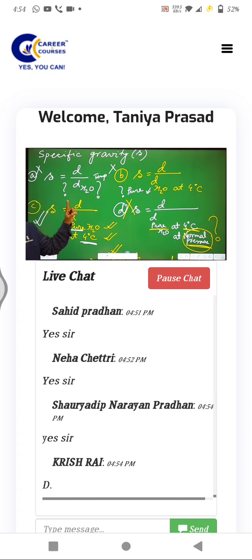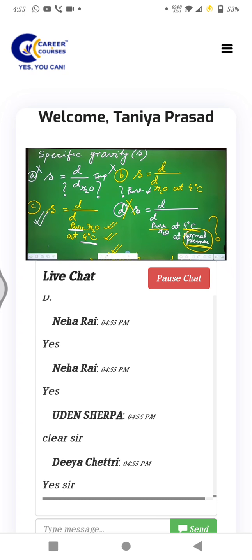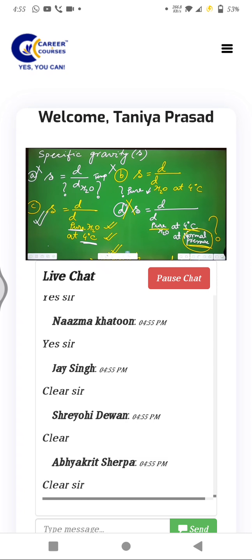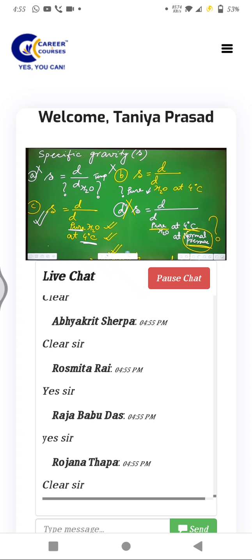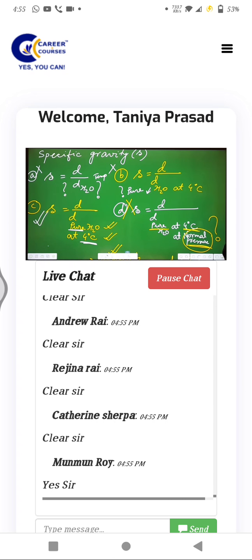This is a question which came in your medical entrance examination in 2015. At that time, the name of the examination was AIPMT, All India Pre-Medical Test. Is that clear? Don't write only yes sir. Yes sir means you are giving your presence in the class. Is that clear or not? Write clear. If it is not clear, write not clear, and also mention which point is not clear.